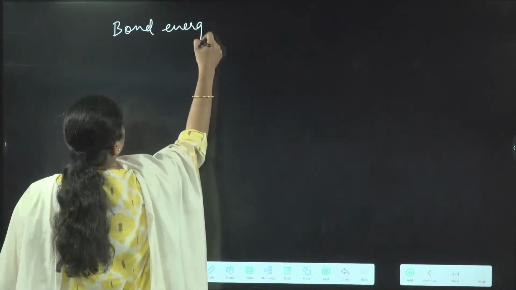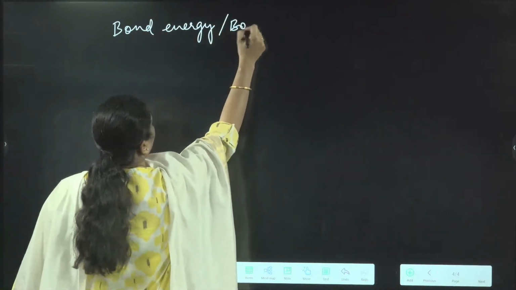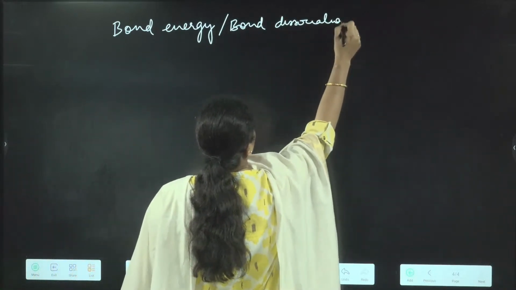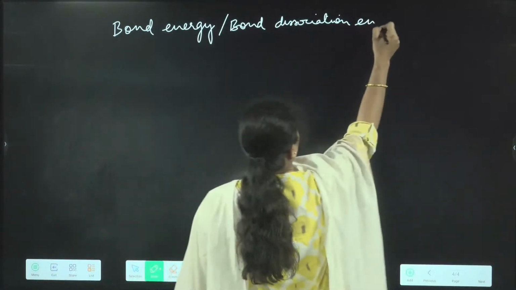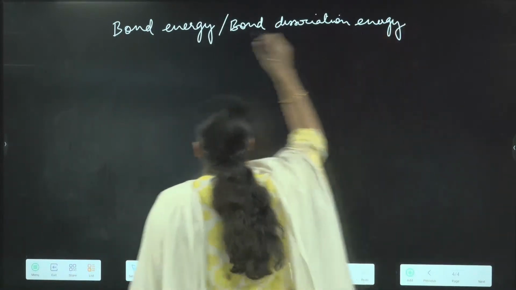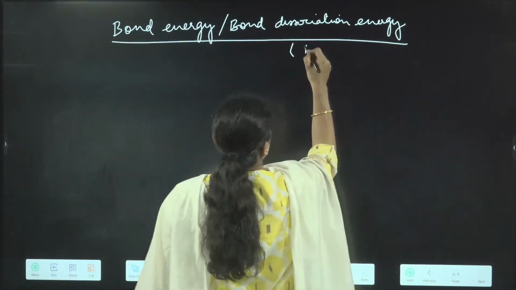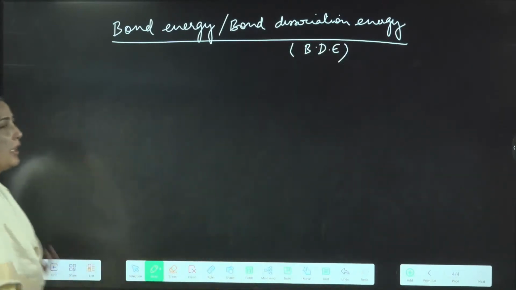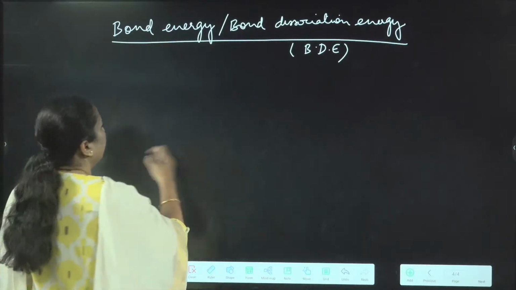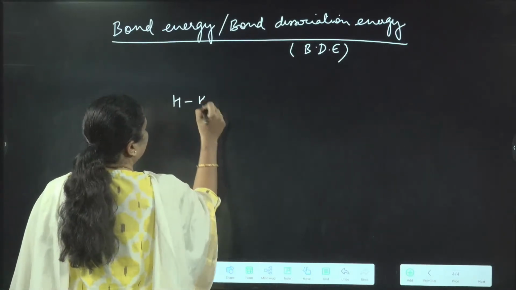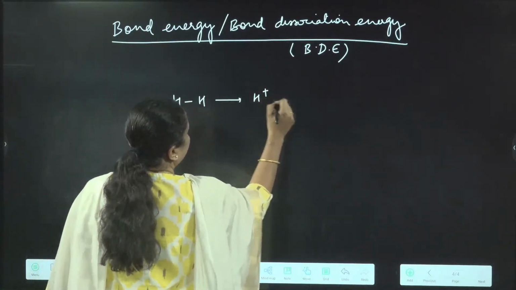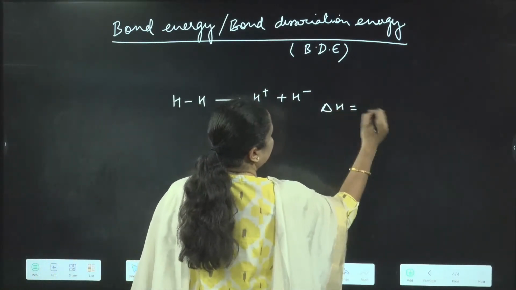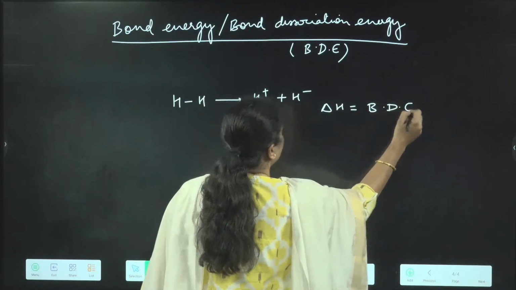Now let us go for bond energy or bond dissociation energy. I think this was the one remaining bond parameter. So let us take it now. How do I define this? Suppose I am writing H2, right? I can write like this also. That means heterolytic fission. And I can say that delta H for this is bond dissociation energy.